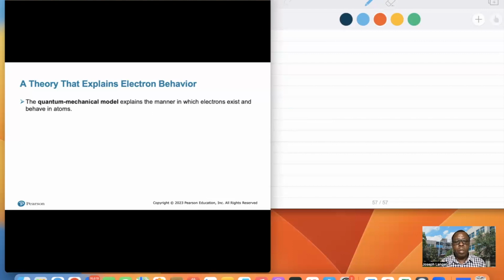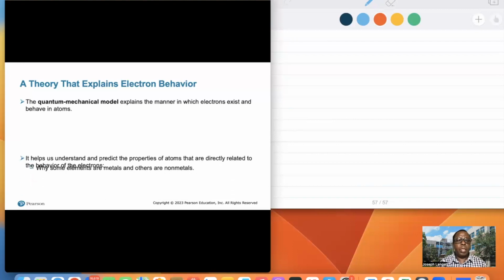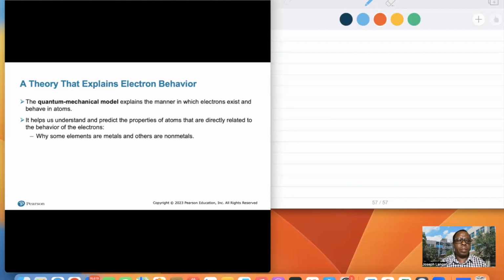I'm just bringing to you something you may have learned about the energy level. That's quantum mechanics explaining the behavior of electrons in an atom. It also helps us understand predictive properties of atoms that are directly related to the behavior of electrons. So quantum mechanics, behavior of an atom, all right? Why, for example, is sodium in group 1 very reactive?